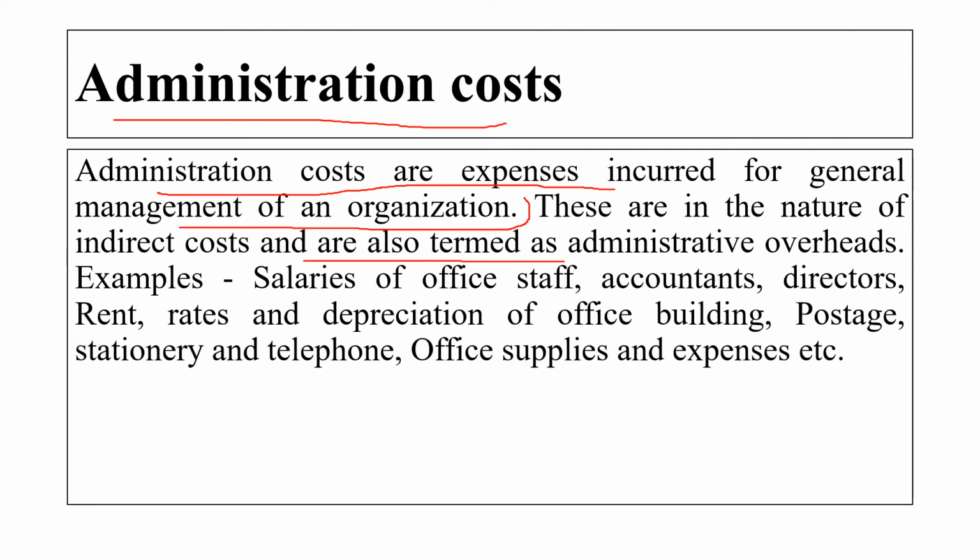Examples of administration cost are salaries of office staff, accountant, director, rent, depreciation of the office building, postage, stationery and telephone, office supplies and expenses. Whatever expenses we incur in administration, the salary we give, the rent, the electricity bill, all these things will be included in the administration cost.